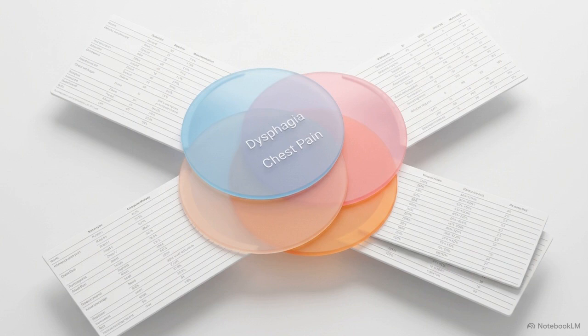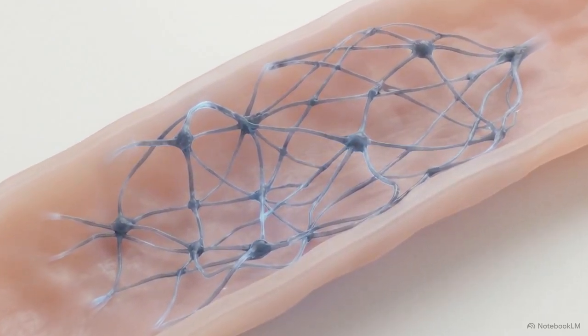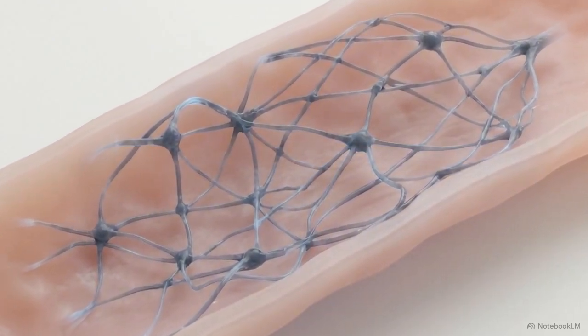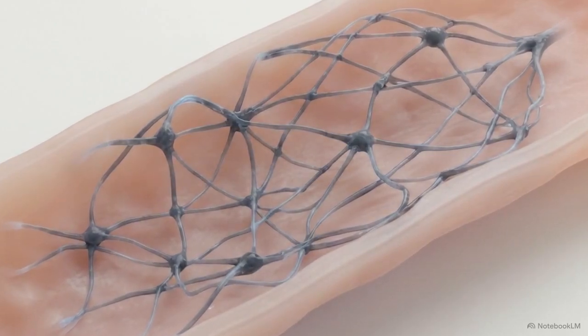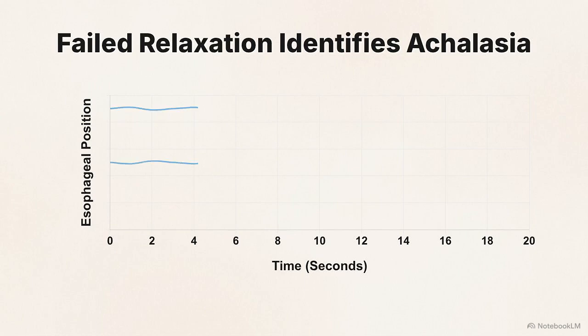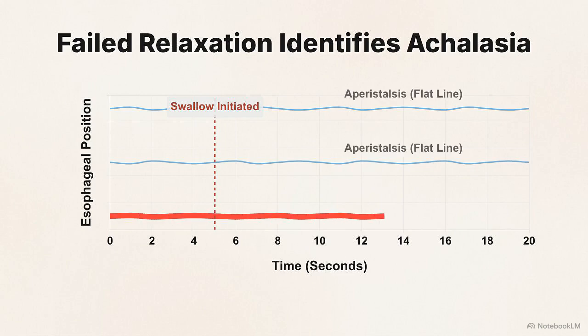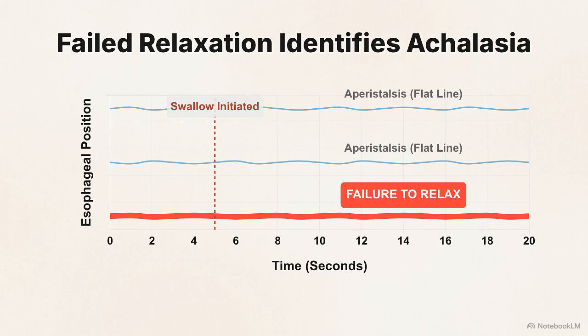Achalasia begins with the progressive degeneration of nitric oxide and vasoactive intestinal peptide-producing neurons within the esophageal myenteric plexus. This neurological loss leads to the first mechanical deficit, a total failure of peristaltic coordination, appearing on manometry as a flat, non-reactive line. Expanding to the sphincter level reveals the second deficit. The sphincter fails to relax, maintaining a permanently elevated high-pressure band.